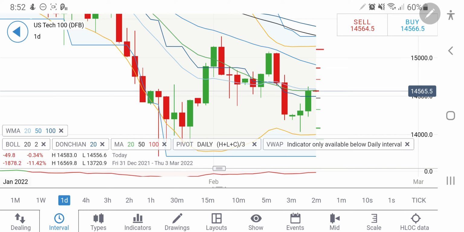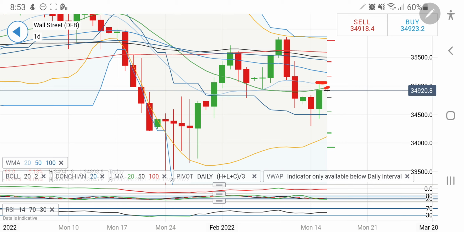Now let's move towards US 30. Similarly with US 30, now the 20 period moving average is trying to provide a resistance at 35,000. As I said yesterday, go long only beyond 35050. That has provided a very strong resistance for US 30 again yesterday. Now see, it is trying to trade in this channel.